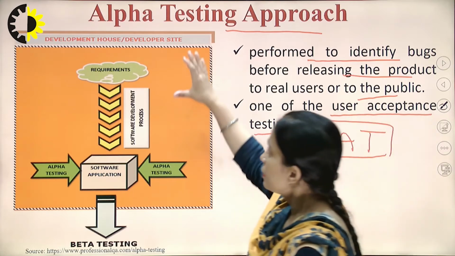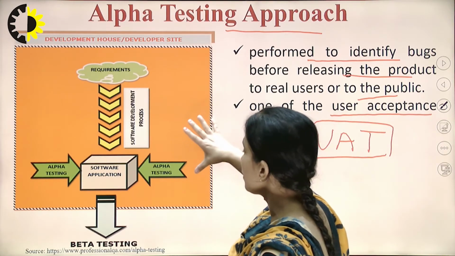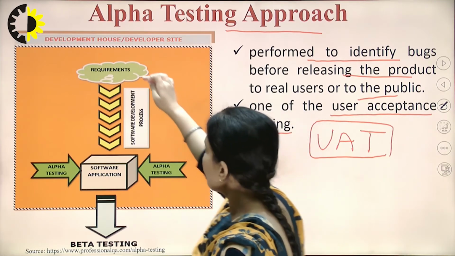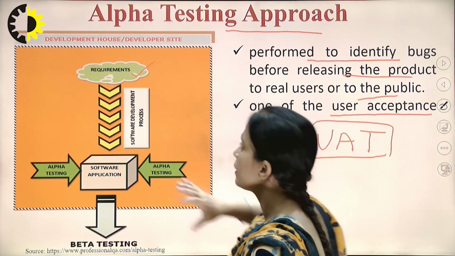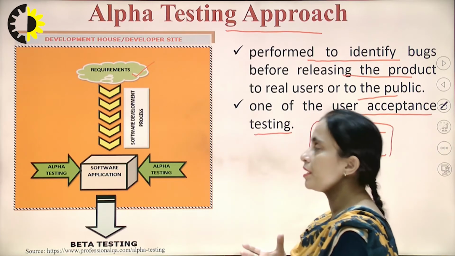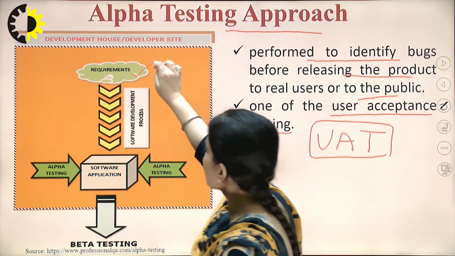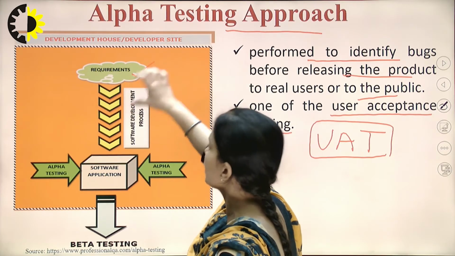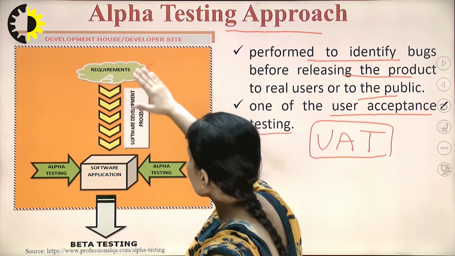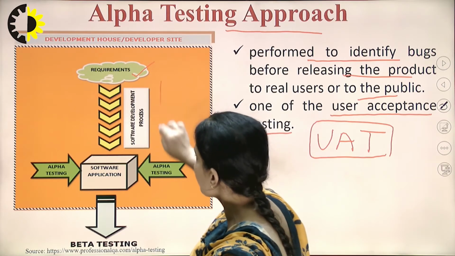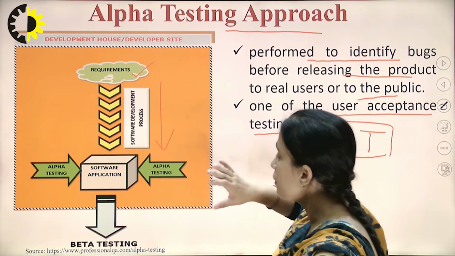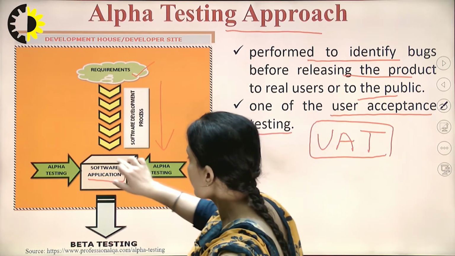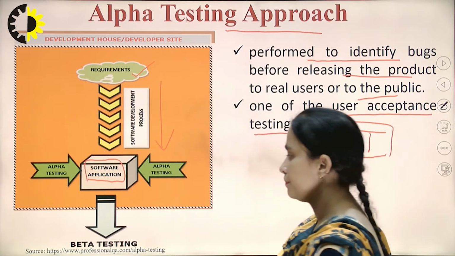See, this is the development house, meaning this is at the developer side. Firstly, we have requirements in our mind and they are being communicated. This is the customer. They have communicated their requirements to the developer. So this is my SDLC, the software development process. This is going on, and when the software is finally developed, here I have the software application.